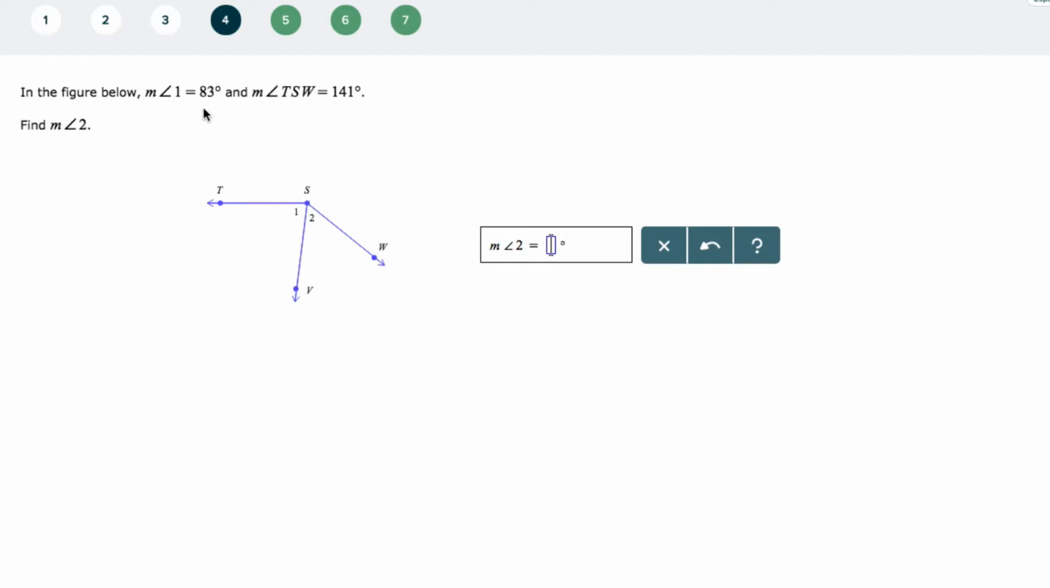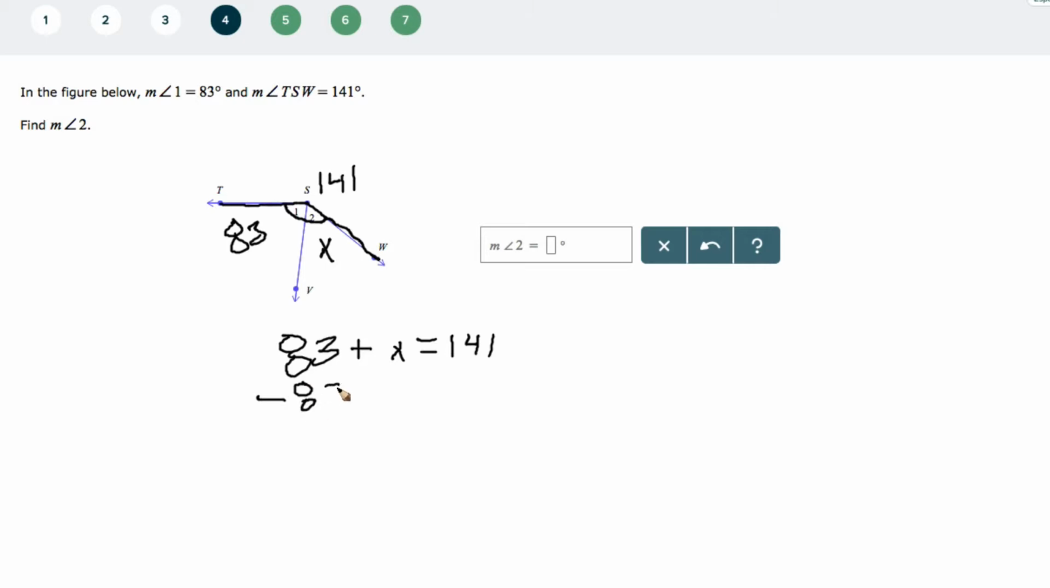In the figure below, measure of angle 1 is 83. And the whole thing, angle TSW, the whole thing is 141. I don't know what this one is, but I know I have to add them together to get 141. Now let's just solve for x.